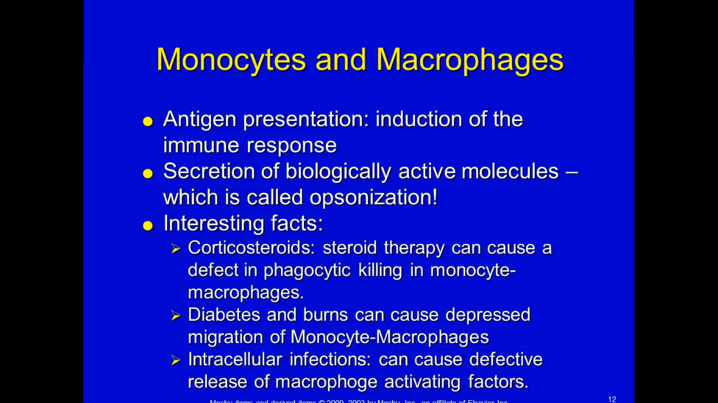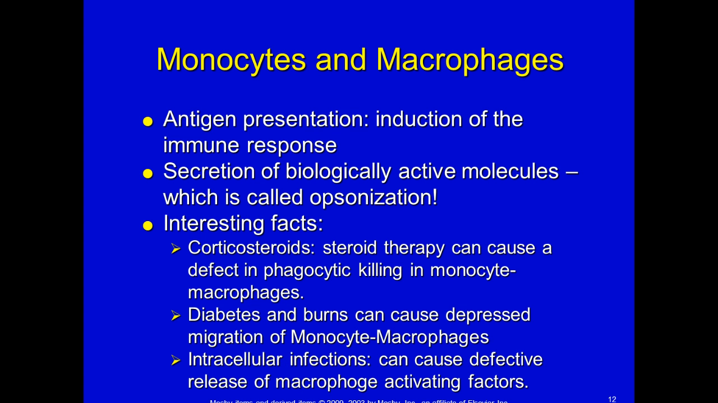All right, so with monocytes and macrophages, what do you really need to know? Well, antigen presentation. That is the induction of the immune response. So remember I said those macrophages eat the garbage and then bring it home to mom and show her what they made? That is what antigen presentation is. It can take the antigens from what they've destroyed and present them to the rest of the immune system. The secretion of biologically active molecules, which is called opsonization. Remember, that's what I called taking the bacteria and putting salt and pepper on it to make it extra tasty. Essentially, that's what opsonization does.